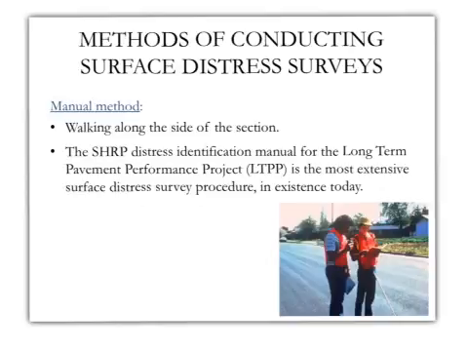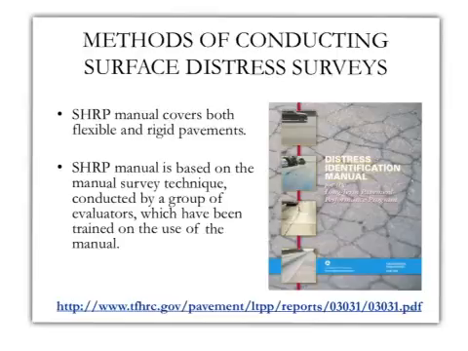So the SHRP distress identification manual is a national project that was done in the 80s, where they came up with a manual for the long-term pavement performance project, LTPP, which is the most extensive surface distress survey manual existing to this day. You can really use it, it's very helpful, and it's been used by so many highway agencies so far. So this is how it looks. You can go to the Federal Highway Administration website, as mentioned here, and download it.